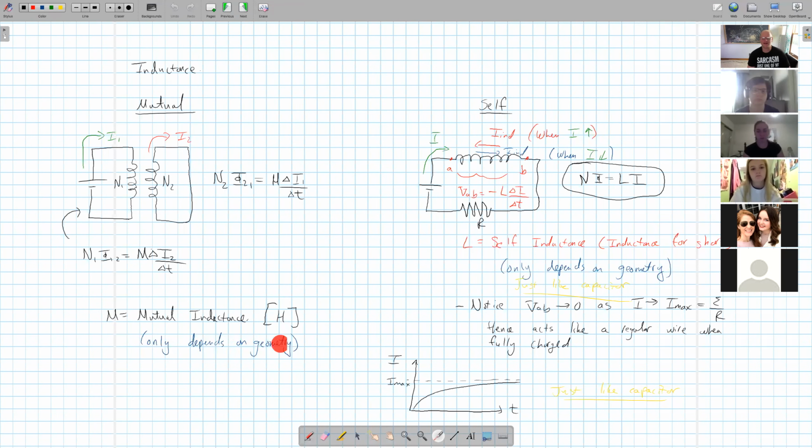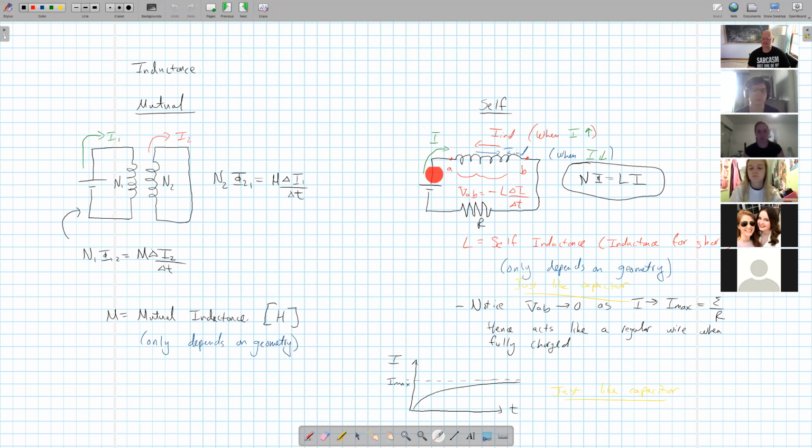and this thing is only geometry dependent. It only depends on the geometry that these two are aligned with each other. So as I change the geometry, here I have one particular geometry, but if I change this around, then the geometry changes, which then changes the mutual inductance. So basically, how effective is this mutual inductance?